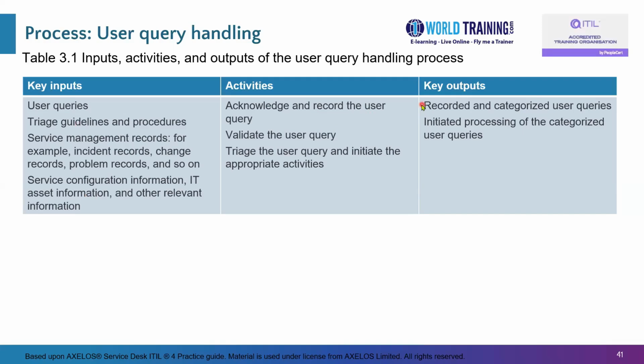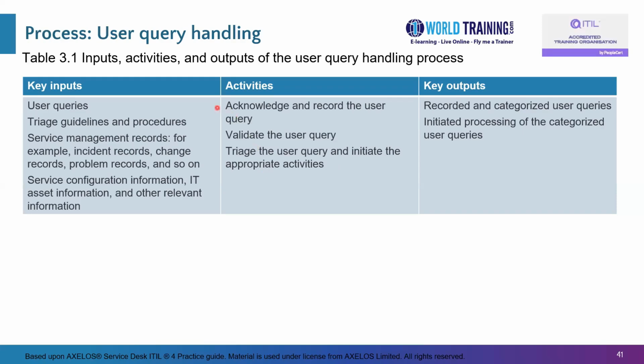The outputs in this case would be the recorded and categorized user queries, because there's going to be logging of the query, validation, and triaging or categorizing of the query. Then the processing for the categorized user queries will also be initiated, and that is also reflected as a key output. So the activities here are straightforward.